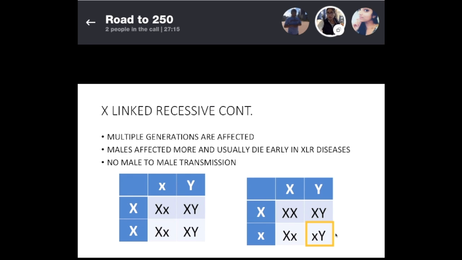Okay, so that's what I have for X-linked recessive. Anybody want to add anything to that?